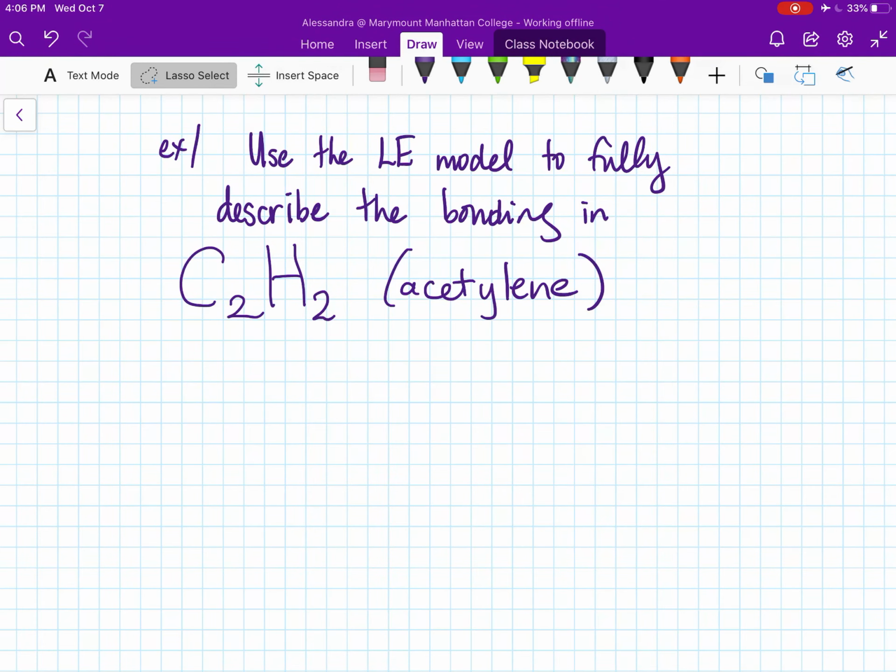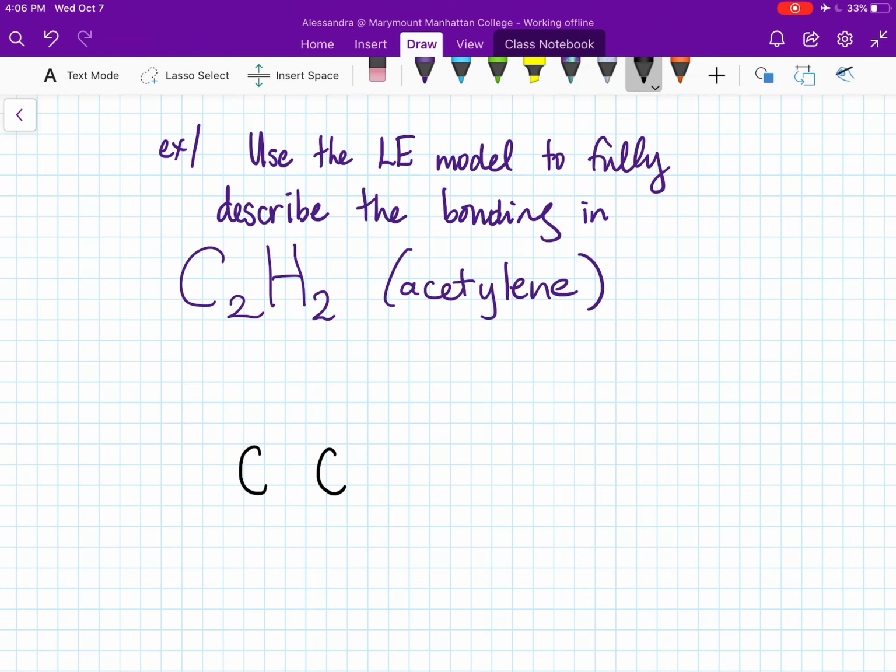Okay, let's use the localized electron model to fully describe the bonding in acetylene. Acetylene has the formula C2H2. It's used as a fuel in blowtorches and things like that, for welding, for example. C2H2 is going to give me 10 electrons that are available.